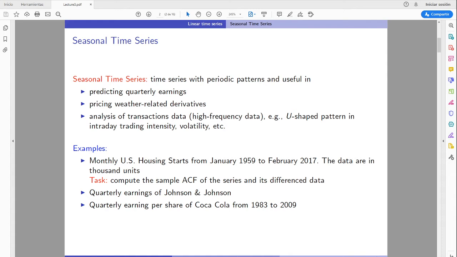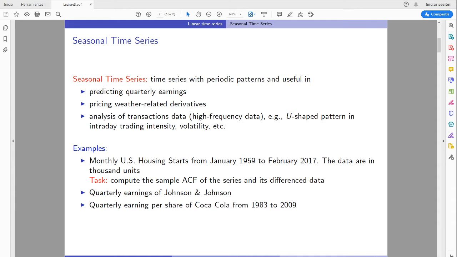So there we go. Now it's time to speak about time series, starting with seasonal time series. Seasonal time series are series that have periodic patterns. They are useful in a lot of fields: predicting quarterly earnings, pricing weather-related derivatives. For example, in the same season, you can expect similar weather in the same place, given some data. Also analysis of transactions data, high frequency data, for example, U-shaped patterns in intraday trend intensity, volatility of assets, some actually flowing in a periodical fashion.